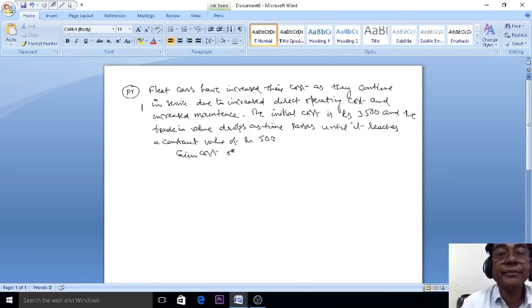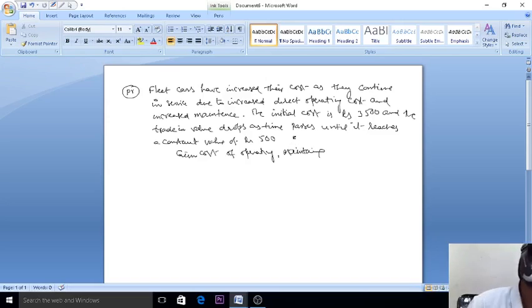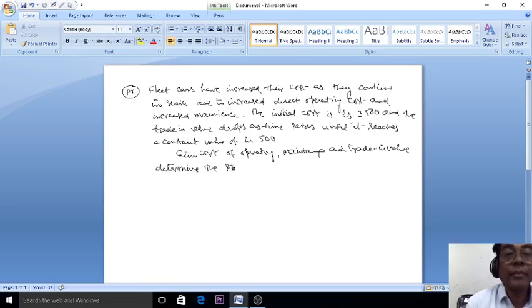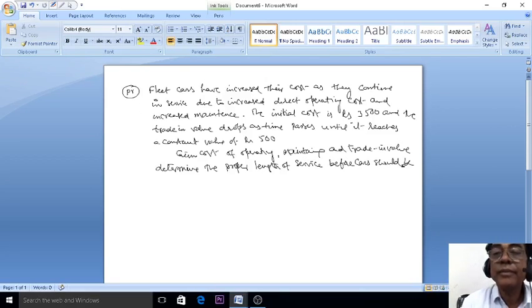Given the cost of operating, maintaining, and the trade-in value, determine the proper length of service before cars should be replaced. This is the question.